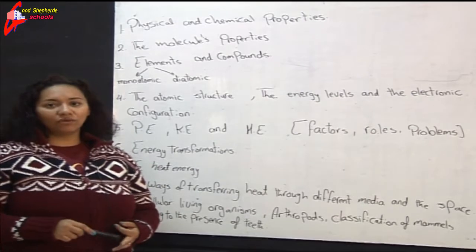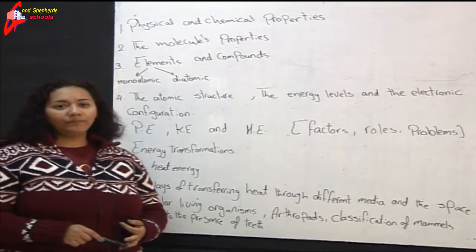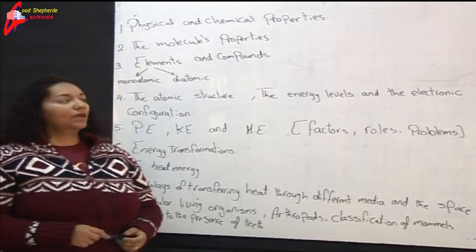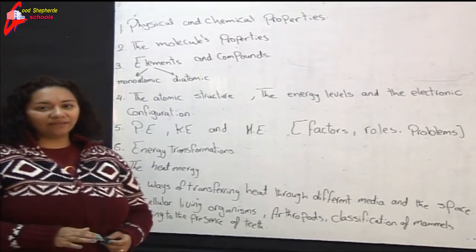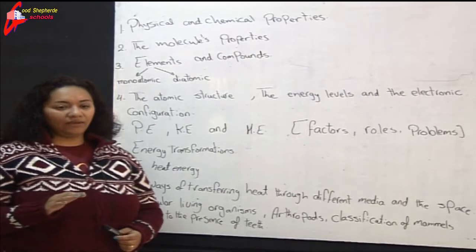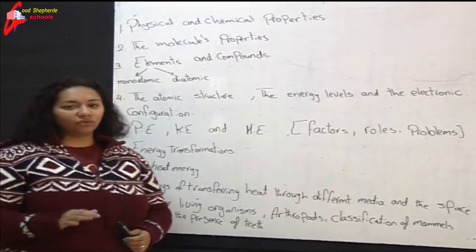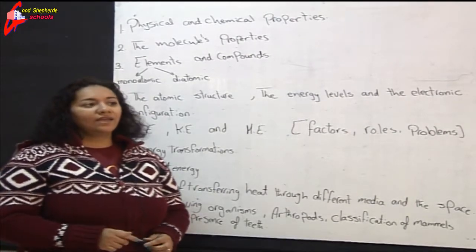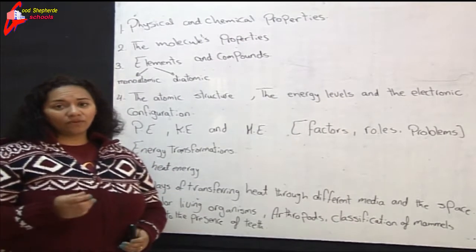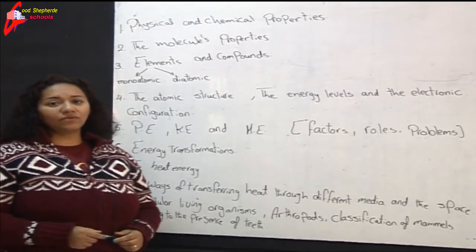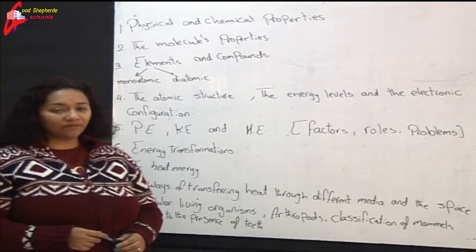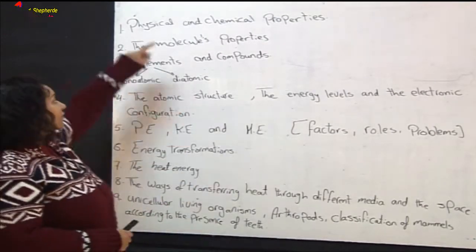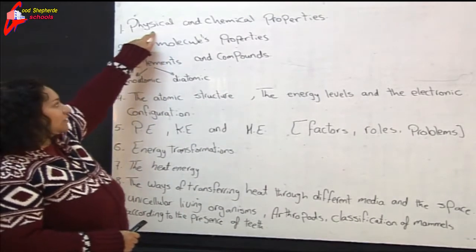The last group is the inactive metals. They are like gold, platinum, nickel, chrome. These don't react at all with oxygen. So they make jewelry from gold and silver because they are inactive metals that don't react with oxygen. This is the first point, and this is the first lesson.